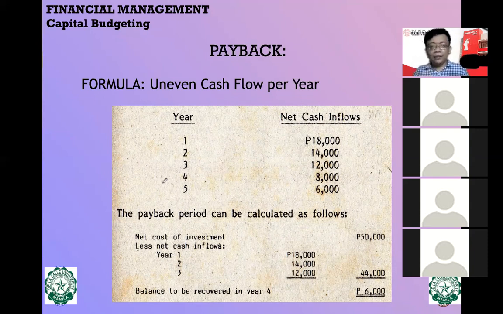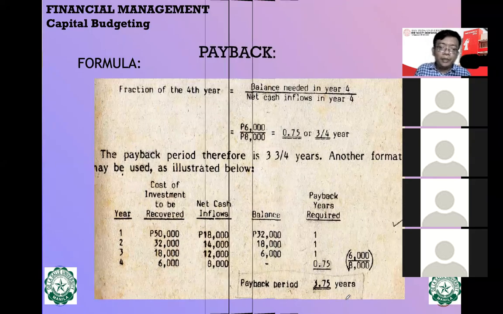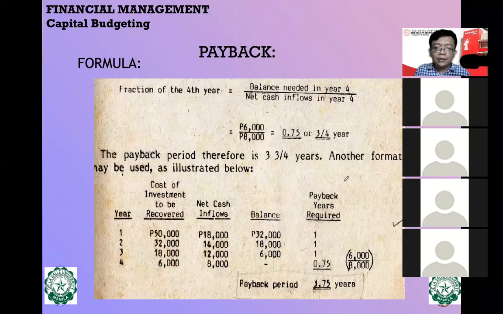Anong gagawin natin? Magkano ba yung ating 50,000? Ito yung ating babawiin. Gagawin mo lang, just put 18, 14, 12. Ito yung number one method. Magkano lahat yan? 44. So, ang tira mo na lang ay 6, so 6,000 pa ang pwede mong bawiin. So, 6 divided by 8. Bakit 8? Kasi yung 4 years mo ay 8,000. So, 6 divided by 8, you have 0.75.